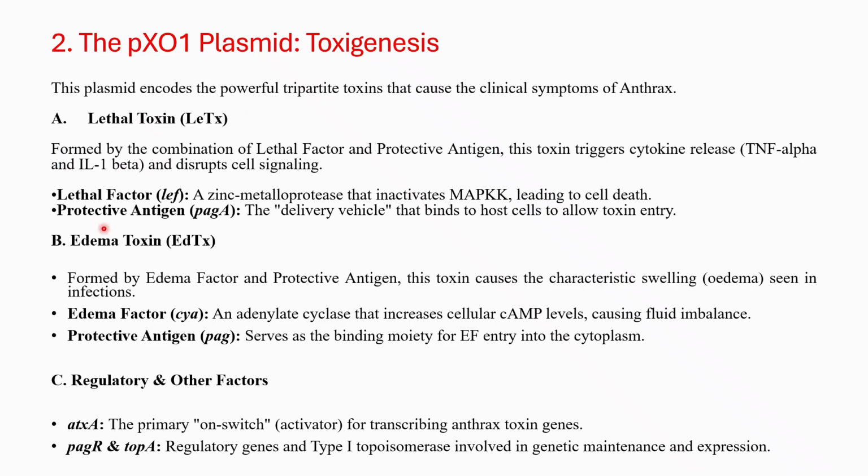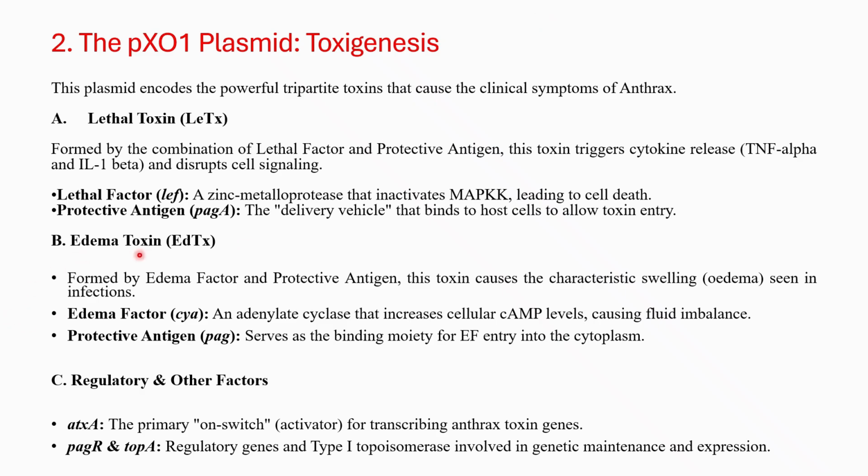It is composed of lethal factor and the protective antigen. The lethal factor is encoded by the LEF-A gene and the protective antigen is encoded by PAG-A. The lethal factor is a zinc metalloprotease that inactivates MAPKK, leading to cell death and the release of inflammatory cytokines, and triggering an oxidative burst in macrophages.